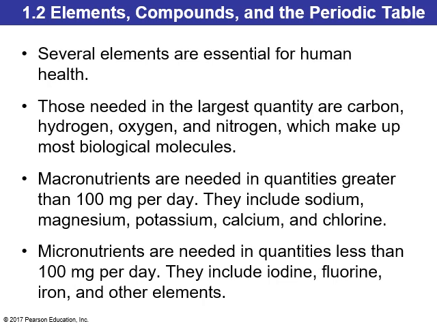Macronutrients would be other elemental things that we need in quantities greater than 100 milligrams per day. So this would be sodium, magnesium, potassium, calcium, and chlorine. These are things that we get through our diet. Of course, micronutrients we don't need in as high of quantities in our diet. So these things would include iodine.